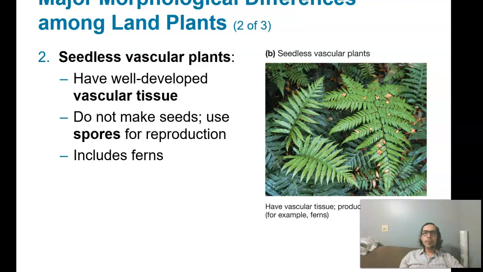The other major group of plants are the seedless vascular plants. These do have the vascular tissue, but they don't make seeds, and they also use spores for reproduction. Some of these include things like ferns, horsetails, and club mosses.